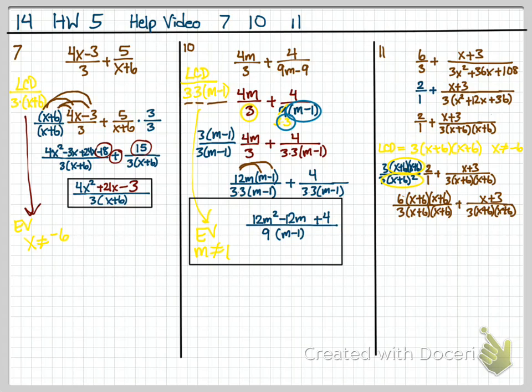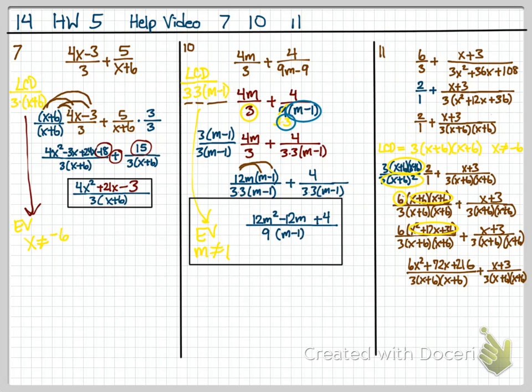2 times 3 is 6. That's this 6. And then multiply this out to get this. Right hand side stays the same. And then we multiply the 6, distribute the 6. So you get 6x squared plus 72x plus 216 plus x plus 3. Going to combine the 72x with the x, the 216 with the 3.